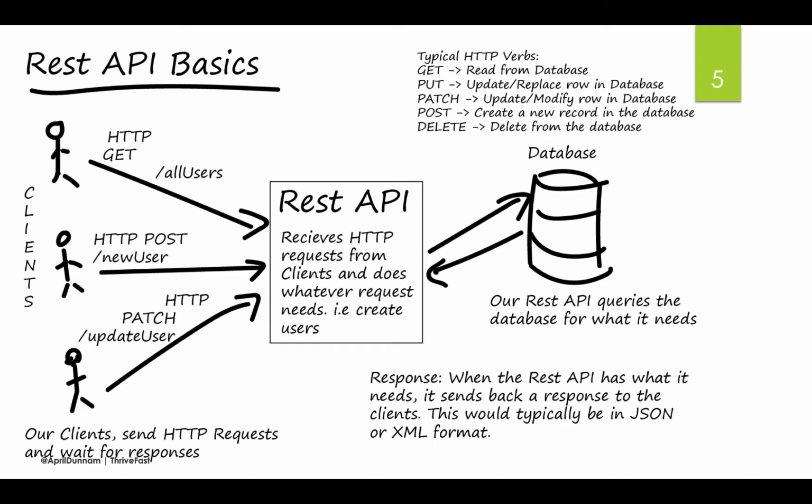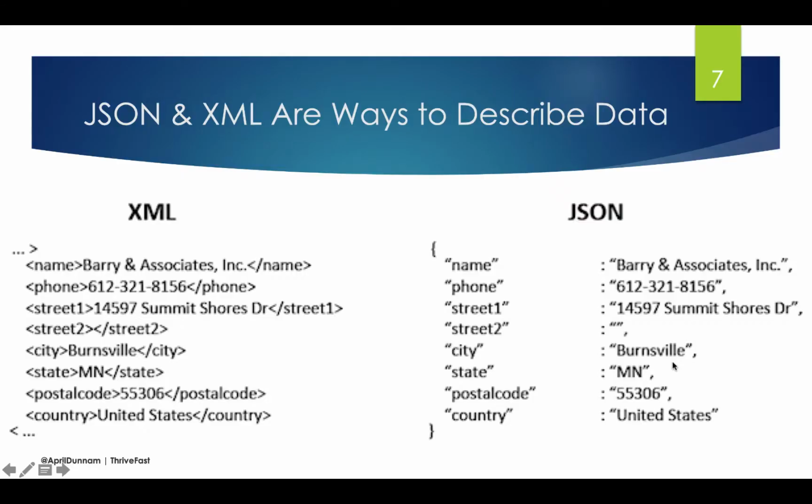So the client can send one of those requests, GET, PUT, PATCH, POST, or DELETE, to the REST API. The REST API is the code, and it talks to the database, gets what it needs to get, either gets the information, adds it, deletes it, and returns a response back to the client. These responses are typically returned in one of two formats, JSON or XML. JSON and XML really are just ways to describe data.